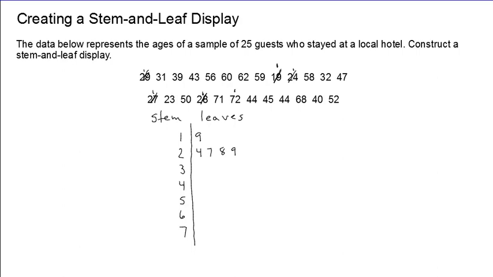For my data in the 30s, I have 31, 39, 32, and that is it. So I have 31, 32, 39. That looks like everything.